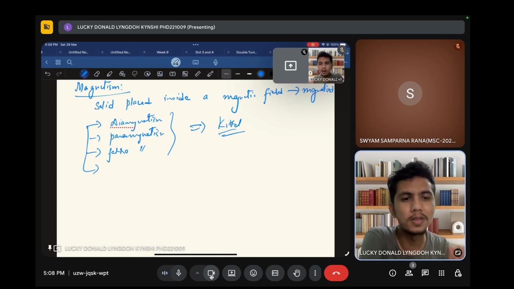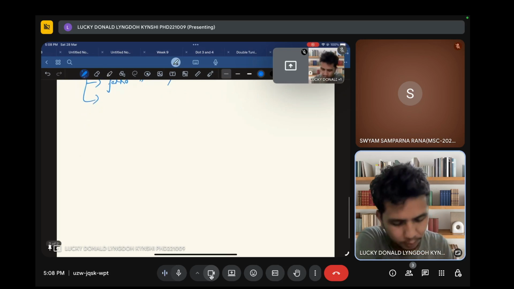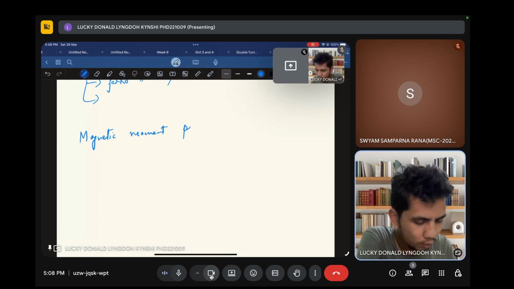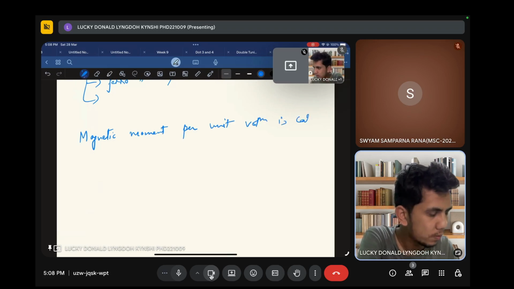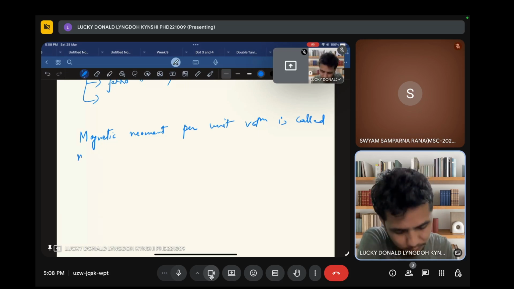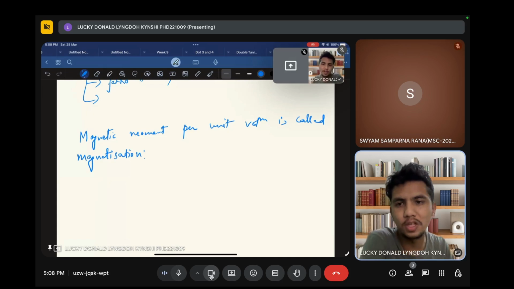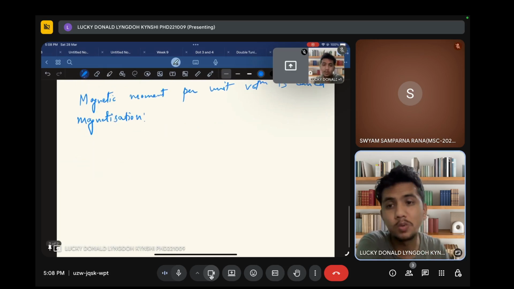Ferromagnetic materials have a certain inherent magnetization on their own because of their intrinsic magnetic moment. So if I write, magnetic moment per unit volume is called magnetization. From now onwards, we will be talking mostly about magnetization. That is, what is the magnetic moment in the solid per unit volume. That is what is called magnetization.